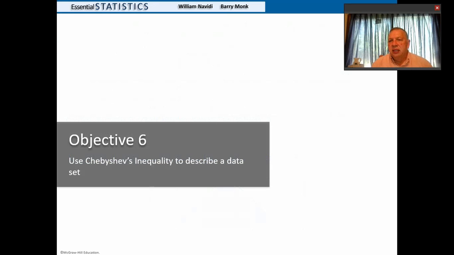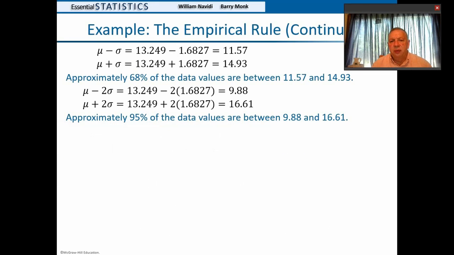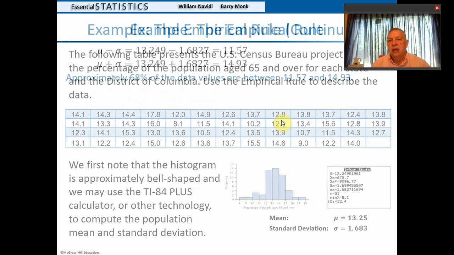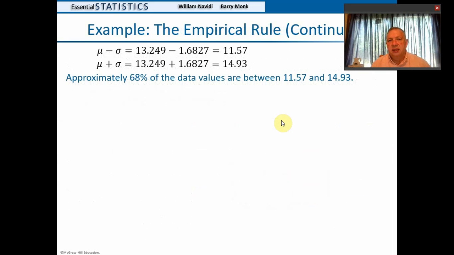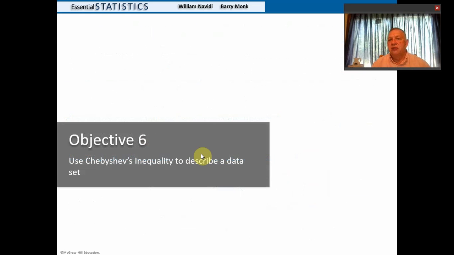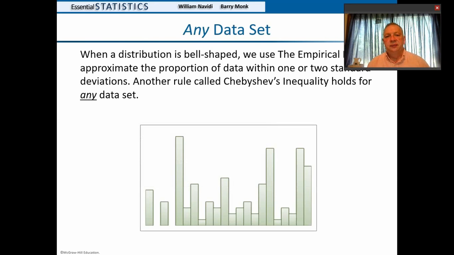So that is the empirical rule, and it can only be used, remember our first thing that we did when we started this, is to say, is it approximately bell-shaped? If it's bell-shaped, we can use the empirical rule. What about if it's not? Then we have to go and use Chebyshev's inequality. Okay. Chebyshev's inequality is not as exact as the empirical rule, but it gives us a rough idea.